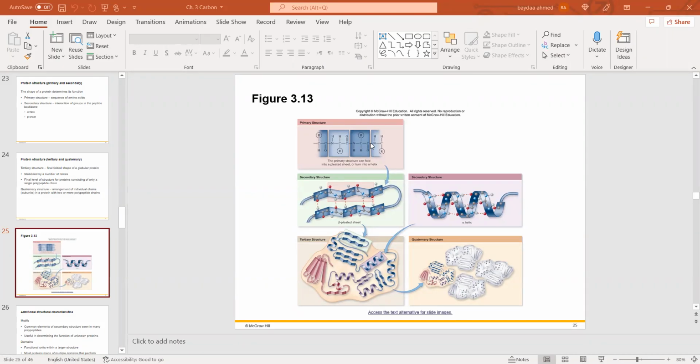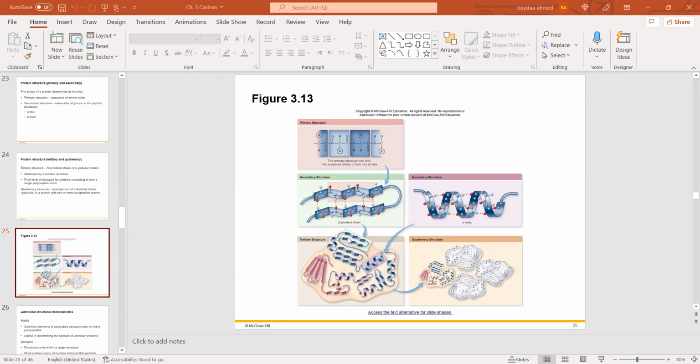The primary structure of a protein, as shown in this figure, is its amino acid sequence. Secondary structure results from hydrogen bonds forming between nearby amino acids. This produces a beta-pleated sheet and coils called an alpha helix. So in secondary structure, we have two arrangements of the primary structure of the protein.